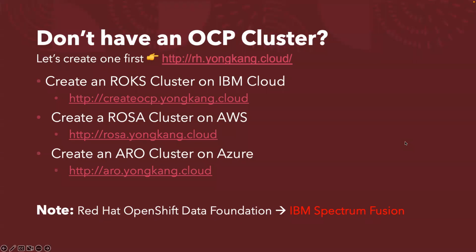If you don't have an OpenShift cluster yet, we need to create an OpenShift cluster first. Here are a few links. You can follow me to learn how to create a ROKS cluster on IBM Cloud, how to create a ROSA cluster on AWS Cloud, how to create an ARO cluster on Azure Cloud.